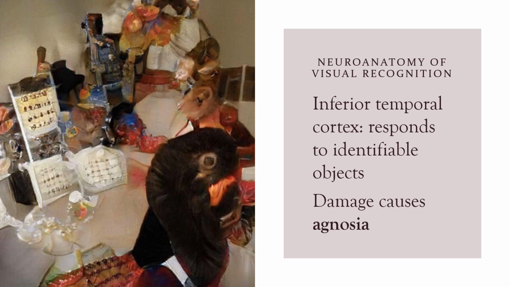So, anybody recognize anything in this picture? It's a very weird picture. It's very unsettling to me because it basically depicts what it would be like to have something called agnosia. Agnosia can result from damage to this very specific part of the brain called the inferior temporal cortex.